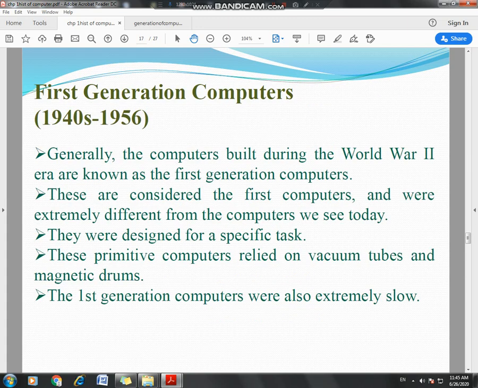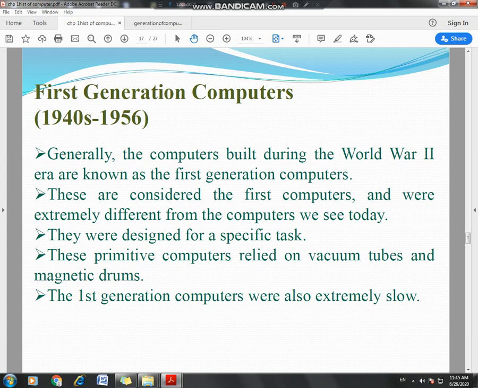Okay, so going towards the very first generation of computers. These were the very first computers, the pioneers of computing technology, right? They were built during the Second World War, and they were very huge, gigantic computers, and they were not general purpose at all.